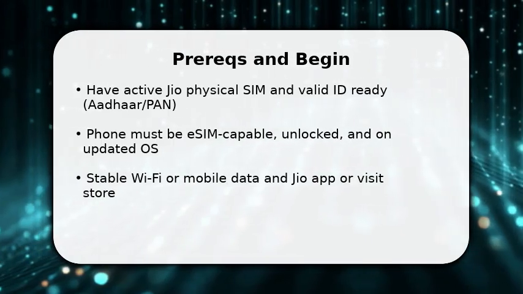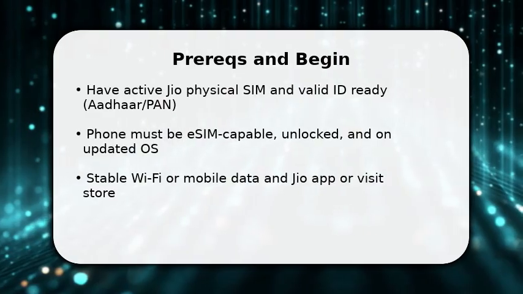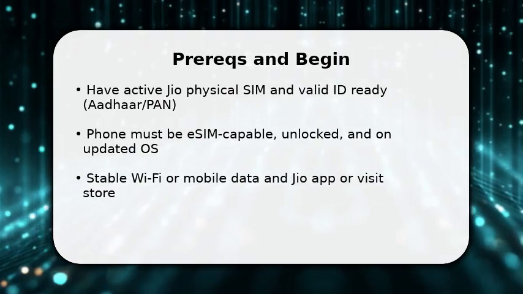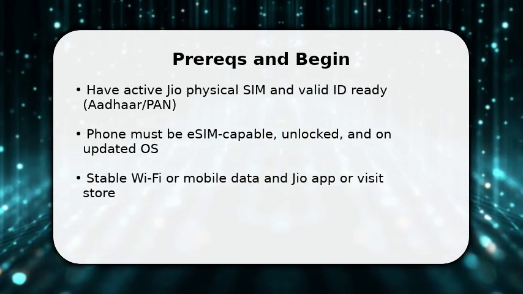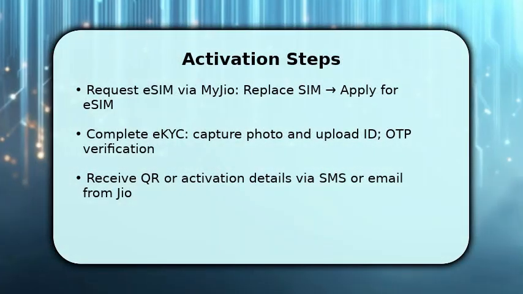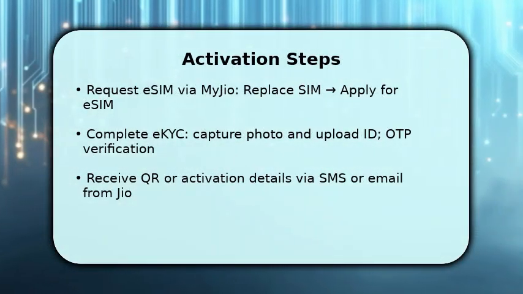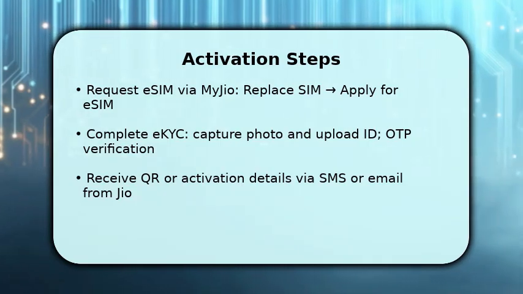Begin the eSIM request in the app. Navigate to Settings or SIM Management. Choose Replace with eSIM and follow on-screen prompts to proceed. Now you perform the core activation steps that convert your physical SIM to eSIM.